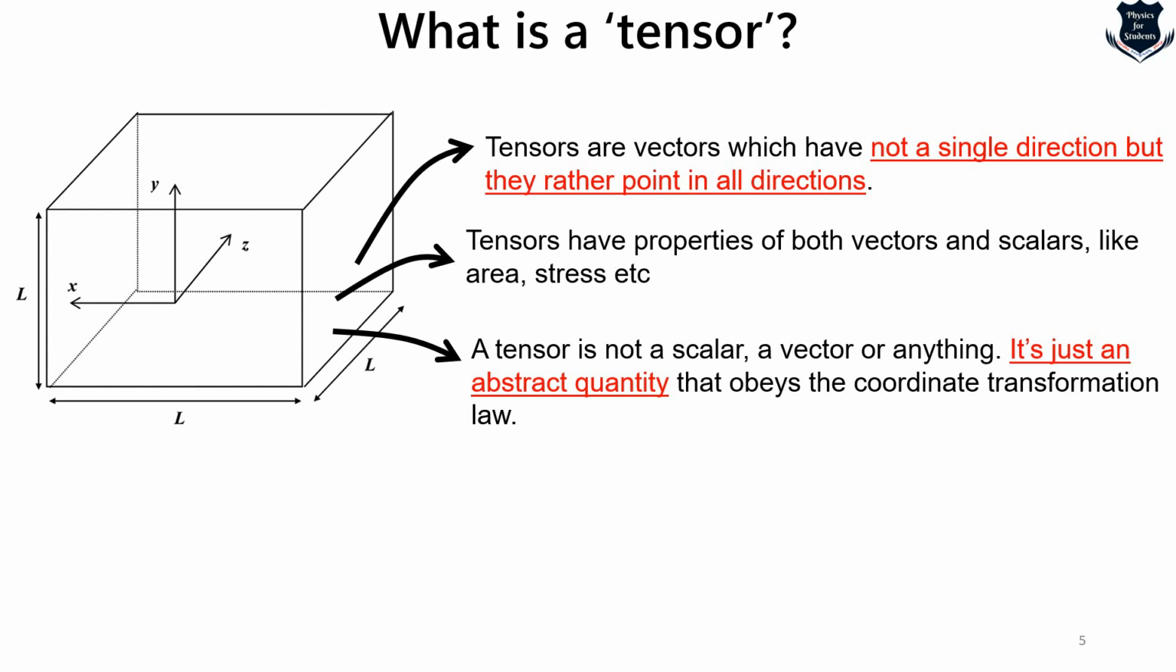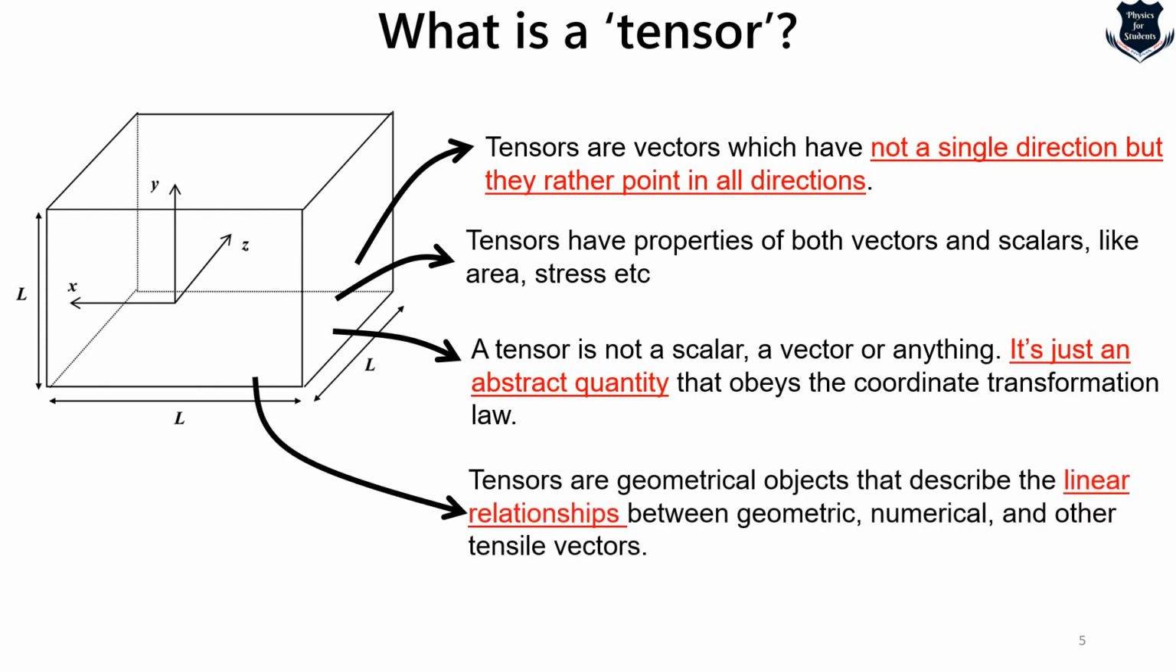just an abstract quantity. Now, you might counter me that you just have told that tensors are vectors. Then again you are telling that a tensor is not a scalar or vector. What is the meaning? I deliberately made this example, so from the first example you grasp the concept that tensors are vectors, but they do not point in a single direction, and I am moving slowly to the more abstract and the actual definition. So from there we understand that tensors are actually abstract geometrical objects that describe the linear relationship between geometrical, numerical and other tensile vectors.